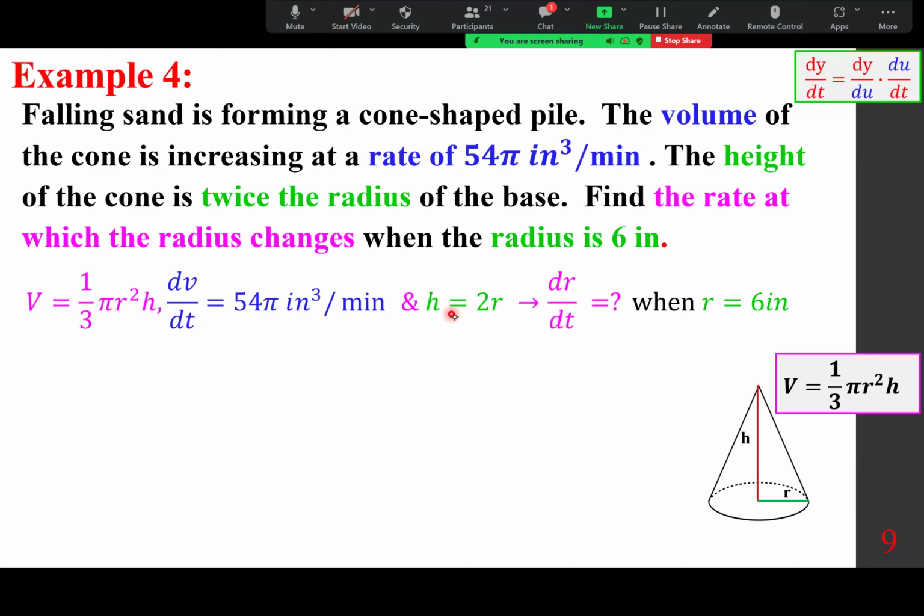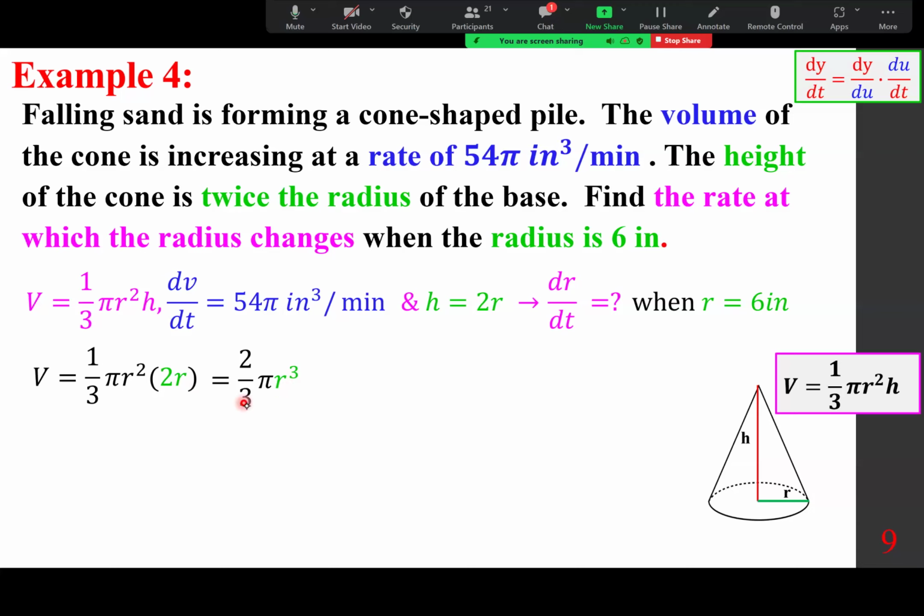But to make life easier, h equals 2r. Which one do I solve for? Do I solve for h or do I solve for r? Because I want dr dt, I'm going to replace the h with 2r. If the question is asking for dh dt, then I'm going to replace the r with h over 2. So I'm going to replace the h with 2r. And so now I have 2/3 pi r cubed. Now I want to differentiate this with respect to t, and I have only one variable r on the right side to worry about. I don't have to worry about the product.